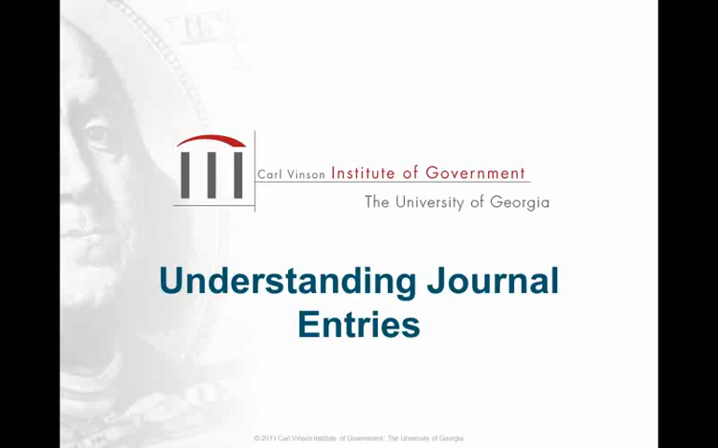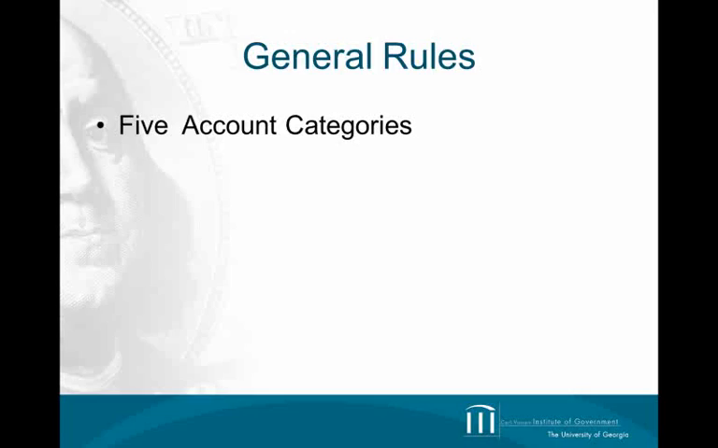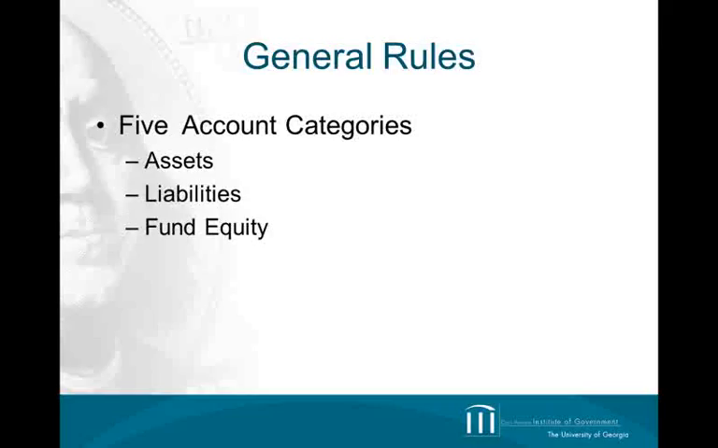This training on understanding journal entries is presented by the Financial Management Training Program of the Carl Vinson Institute of Government. We currently use 5 account categories when posting transactions to accounting records. These categories are assets, liabilities, fund equity, revenues, and expenditures.